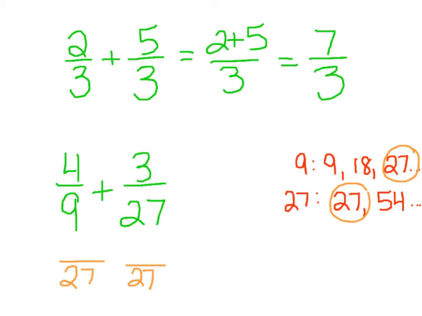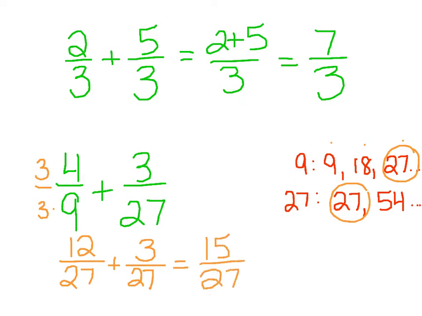Now we don't need to change the 3 over 27 because that already has a denominator of 27. So 4/9, what can I multiply 9 by to give me 27? Well, 1, 2, 3. So 3 times 9. But I can't just multiply the denominator by 3. I don't want to change the value of 4/9, so I have to multiply it by a fraction that's equivalent to 1. So 3 over 3. 4 times 3 is 12. So 12 27ths plus 3 27ths is 15 27ths. And then you simplify as needed. But we're going to use the same idea to add and subtract rational expressions.